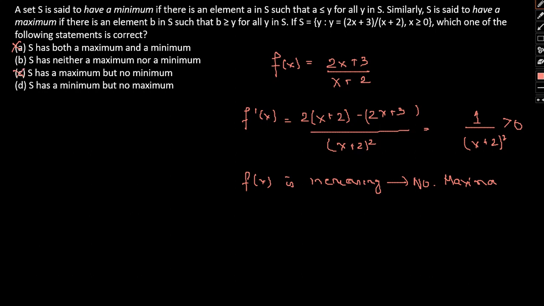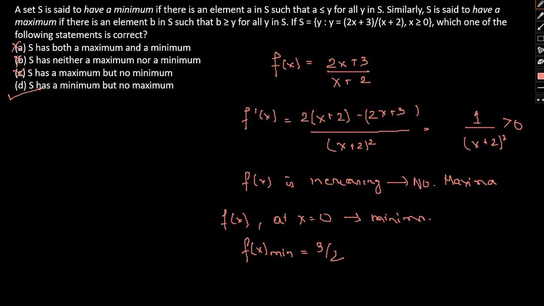Now if we further look at the function f of x at x equal to 0, we obtain our minima. So at x equal to 0 we have f of x minimum, that is 3 by 2. So option B gets cancelled. It means the function has a minimum value. So option D is the correct answer. It has a minimum value but no maximum value.